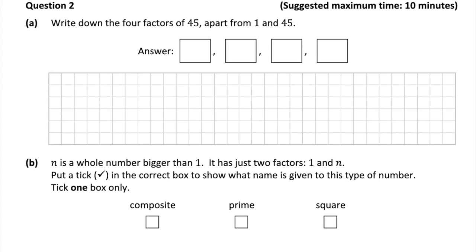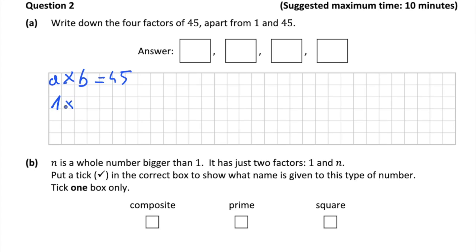In today's video, we're going to take a look at the solution to Junior Certificate 2019, Paper 1, Question 2 from the higher level paper. The first part of the question asks us to write down the 4 factors of 45 apart from 1 and 45. A factor is a number; factors are numbers that we multiply to get some other number. So for instance, A times B equals 45.